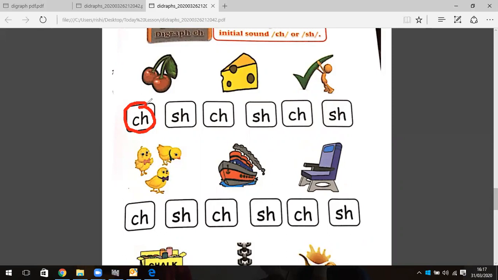Anas, this is cheese. Can you tell me the cheese starts with which digraph? With ch or sh? Sh. Say it loudly. I can't hear you. With sh or with ch? Ch, ch, cheese. Very good, Muhammad.